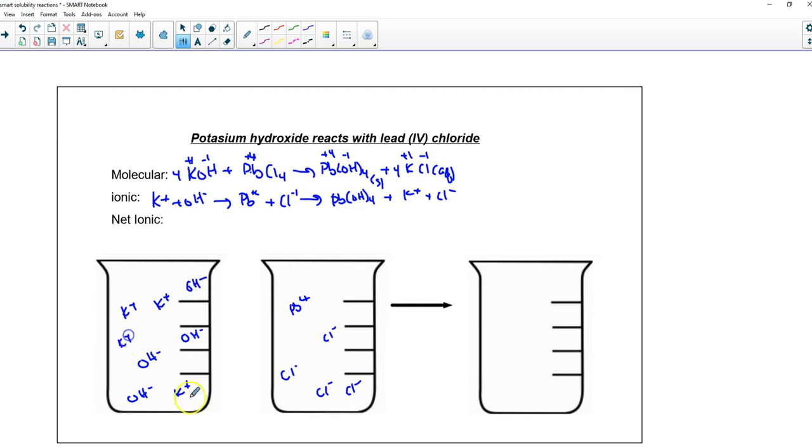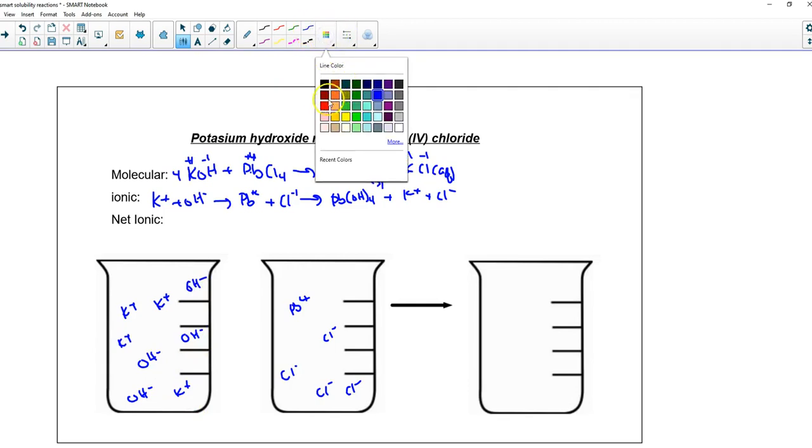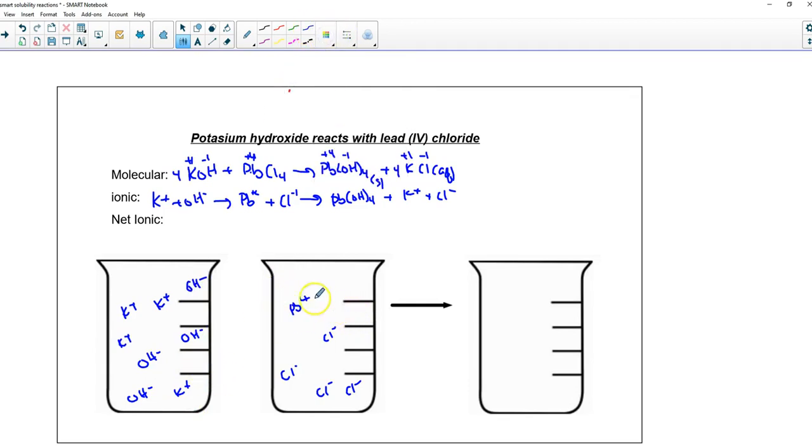And there we go, I drew 4 of them. So all 4 of these hydroxides are going to grab onto one of those, to form a 1:4 ratio. Grab onto this one, this one, this one, and that one, to form a solid, Pb(OH)4. Everything else is floating around: 4 chlorines, and use a dash for that. And then 1, 2, 3, 4 K plus.